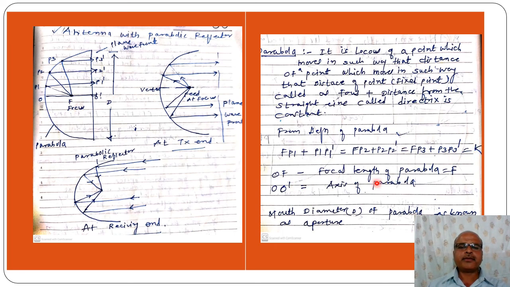So here OF is the focal length of the parabola, and OO dash is the axis of the parabola. The mouth diameter is D, as shown in this figure. This is the mouth diameter.